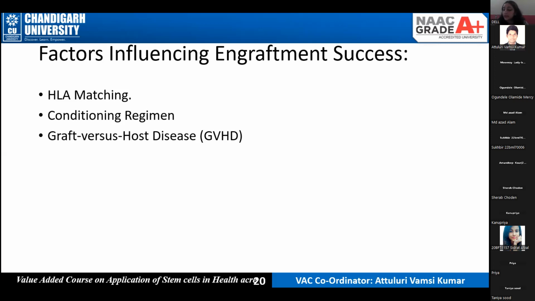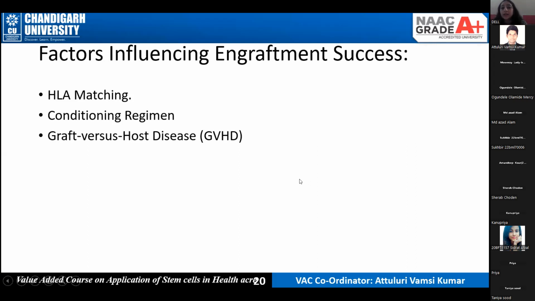Then the second one is the conditioning regimen. In the conditioning regimen, the intensity of the pre-transplant conditioning, where the recipient immune system and bone marrow are hit with high intensity, may increase engraftment success but also carries high risk. Now, graft versus host disease.